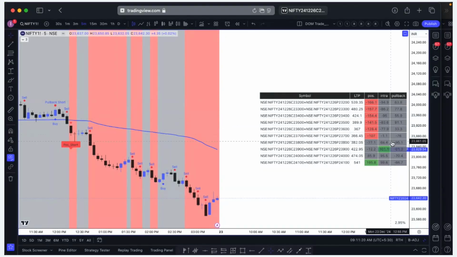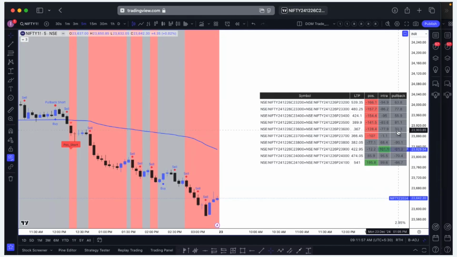At times the straddle will be in sell mode, but suddenly you will get a pullback in the straddle chart. When that pullback happens, this column will turn to plus 135 levels. So whenever this column gives you an indication of plus 135 and above, and at the same time positional shorts are active, meaning the value should be below minus 100, this column will show you positional shorts are active. At the same time, plus 135 should be reached on this particular pullback column.